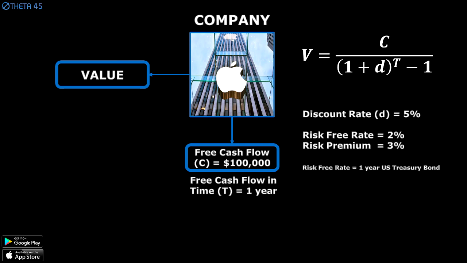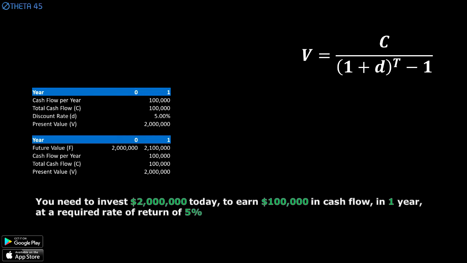Now, let's modify the discount rate to compare this investment to a corporate bond by adding a risk premium of 3% to the risk-free rate. The discount rate is now increased to 5%, taking the value of the company down to $2 million. In other words, you need to invest $2 million to earn $100,000 in free cash flow by next year at an annual rate of return of 5%. The value of your investment starts at $2 million and then increases by $100,000 in year 1. The future value of $2.1 million is discounted back 1 year at a discount rate of 5% to the present value of $2 million.